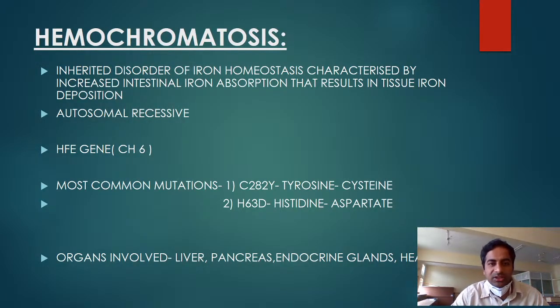So coming to hemochromatosis, it is an inherited disorder of iron homeostasis, mainly characterized by increased iron absorption that results in tissue iron deposition. It is always autosomal recessive, and the gene involved is the HFE gene on chromosome 6. Most common mutations, this is very important, C282Y, wherein cysteine is changed to tyrosine, and H63D, from histidine to aspartate. Okay, so these are the most common mutations, C282Y, and if you find this positive, you can straight away confirm it's hemochromatosis. Organs involved mainly liver, pancreas, endocrine glands, as well as heart.